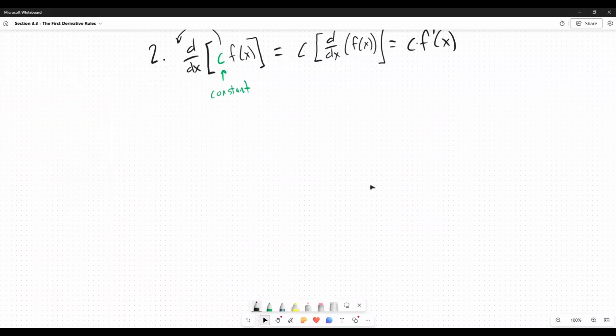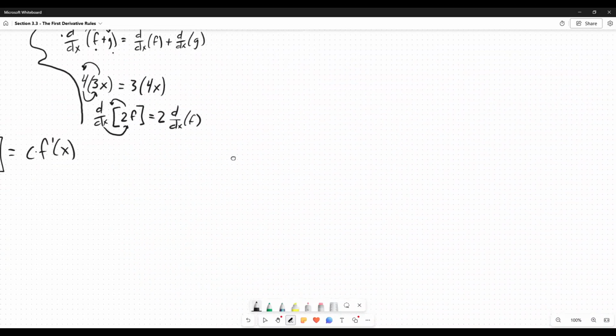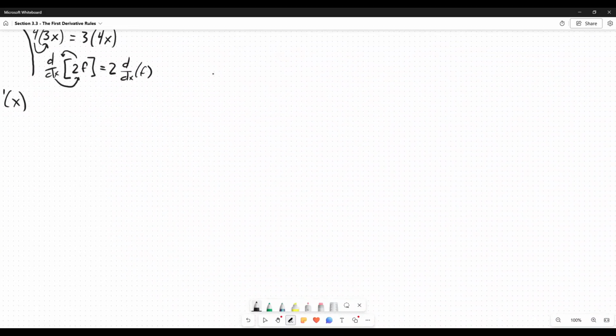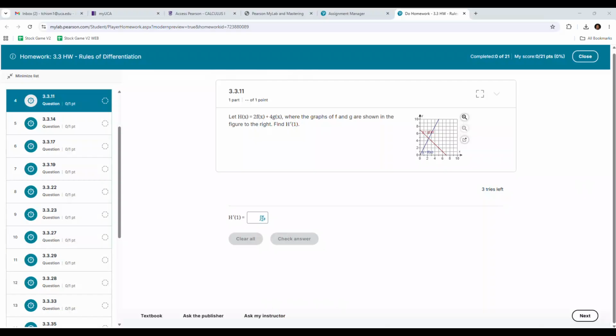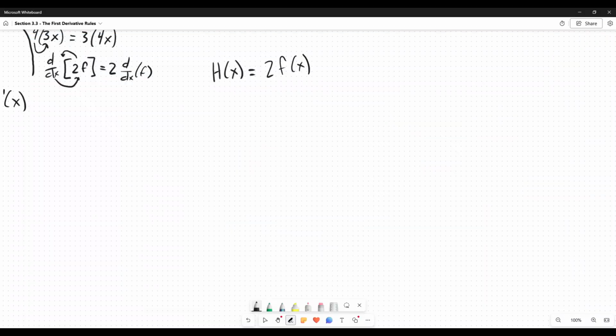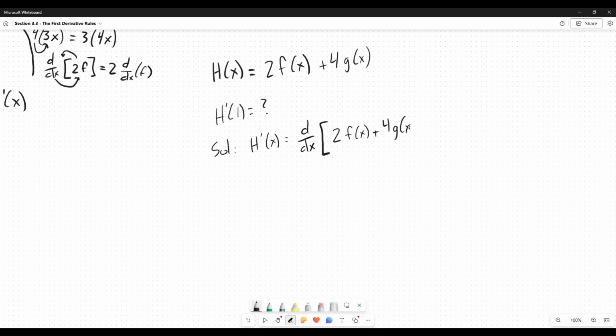Okay? I want to go back here real quick, and I'm going to go to the side so I don't mess up my rule list. So, I want to find h of x equals 2 times f of x, was it plus? I'm sorry, I should remember this. Plus 4 times g of x. Okay? And the question is, we want to find h prime of 1. How do we do so? Well, first, we're just going to try and find h prime of x, which is going to be the derivative operator on 2 times f of x plus 4 times g of x.